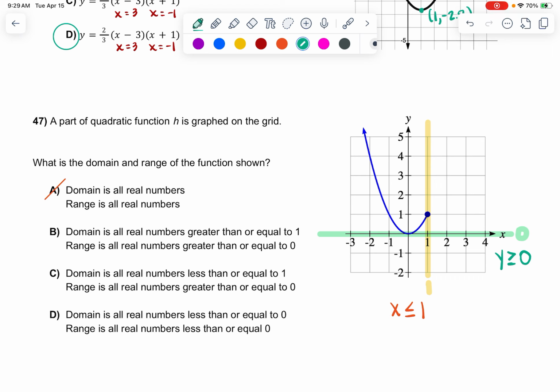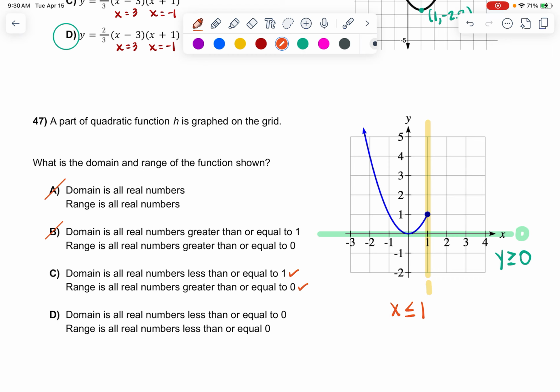It's all about, does the graph exist above the wall or below the wall? And for domain, does it exist to the left of the wall or right of the wall? To get your less thans and greater thans. So we're looking for the option that says less than or equal to 1 for the domain. So it's definitely not B. C says domain is all real numbers less than or equal to 1. Yes. And the range is all real numbers greater than or equal to 0. Yes, that is exactly what I wrote.